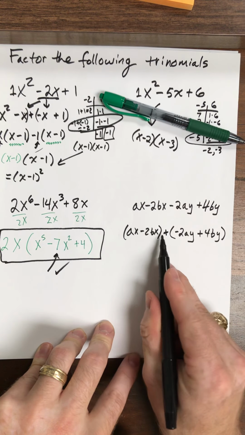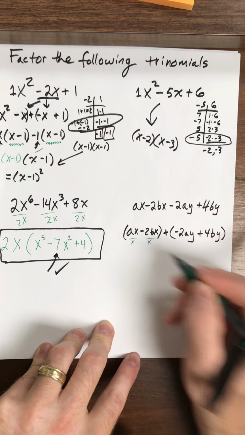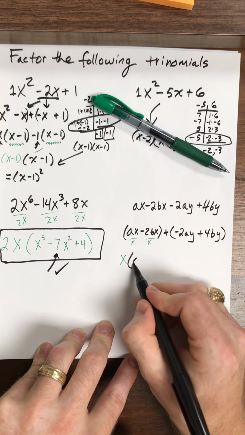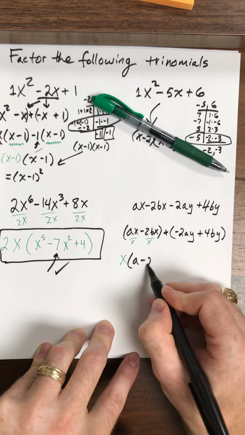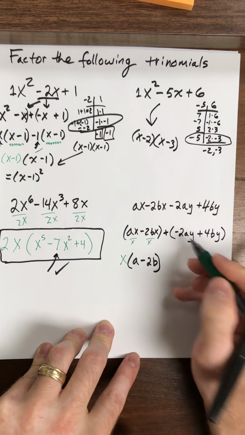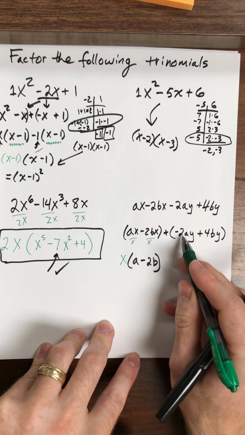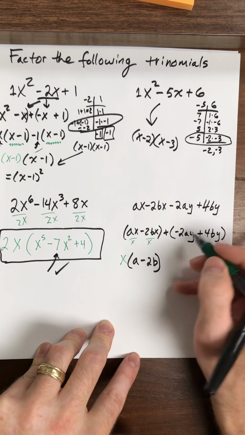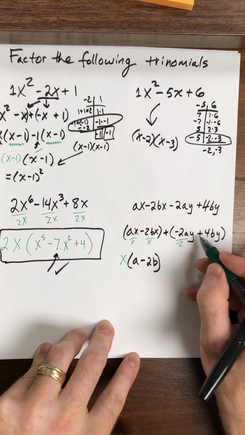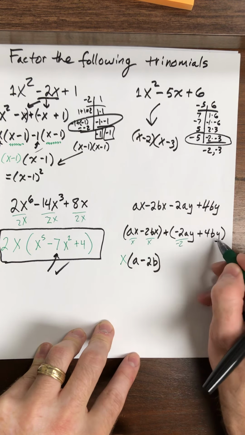So now, what's in common between these two? Well, they've both got an x, so I can pull an x out of both of them. So what does that leave me with? That leaves me with an a minus 2b. Now, what do these both have in common? Well, how do we make this look the same? Right now there's a negative 2 there, so I want that gone. So I'm going to pull a negative 2 out. And then there's a y there, but there's no y here, so look at that.